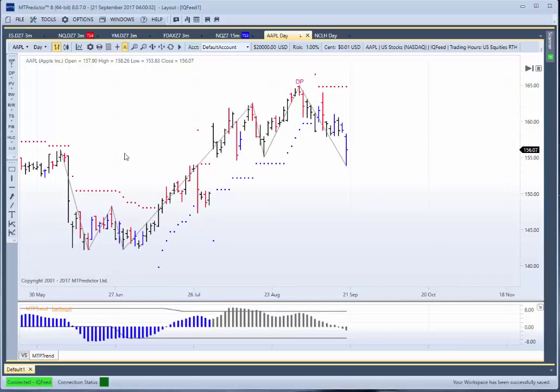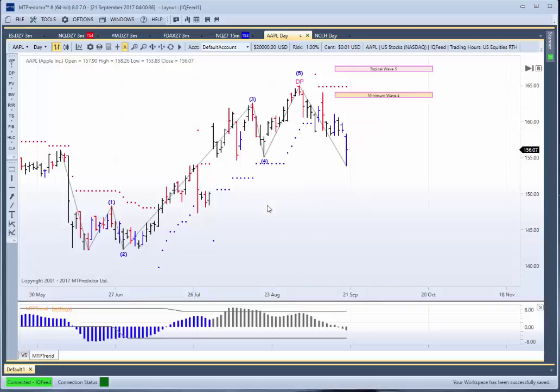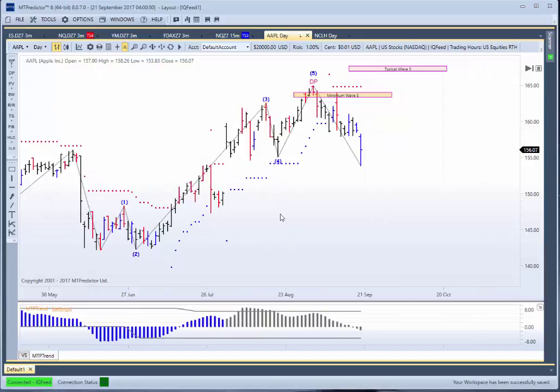Doing another analysis on this, if we right mouse click on this high, do Elliott wave intermediate, you'll notice that the rally up into the high here was also a five wave sequence with the high ending right at the minimum wave 5 WPT. We also had oscillator divergence on our MTP trend oscillator. So what do we know about 5-wave sequences? Well, we know that once a 5-wave sequence is complete, the first target is the DP from the prior wave 4, which, as you can see, Apple reached yesterday.